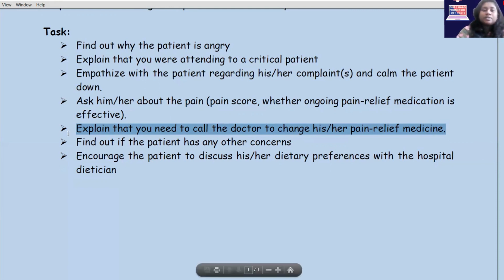Then we'll go to the sixth task, that is, find out if the patient has any other concern. If the patient expresses some dissatisfaction while being in the hospital, some probing questions may be asked to find out if there is anything else bothering the patient. You can ask like this: besides this, is there anything else bothering you? Or apart from this, is there anything else that I can assist you with?